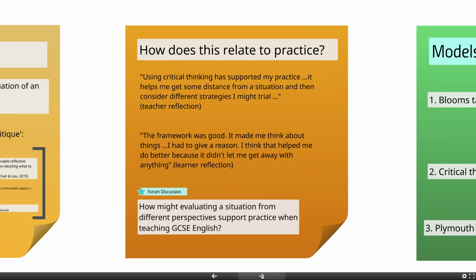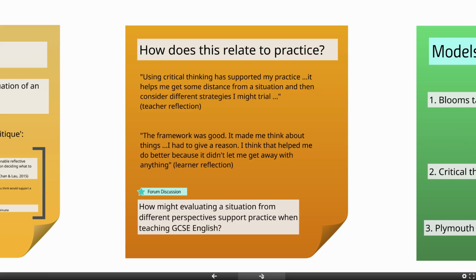So how does critical thought relate to our practice? Well, I've got two different kind of reflections here, a teacher reflection and a student reflection, but both feel that the idea of critical thought is quite useful. And the learner here mentions a framework, and I'm going to be presenting you with some possible frameworks you could use to provoke critical thought in a range of situations.